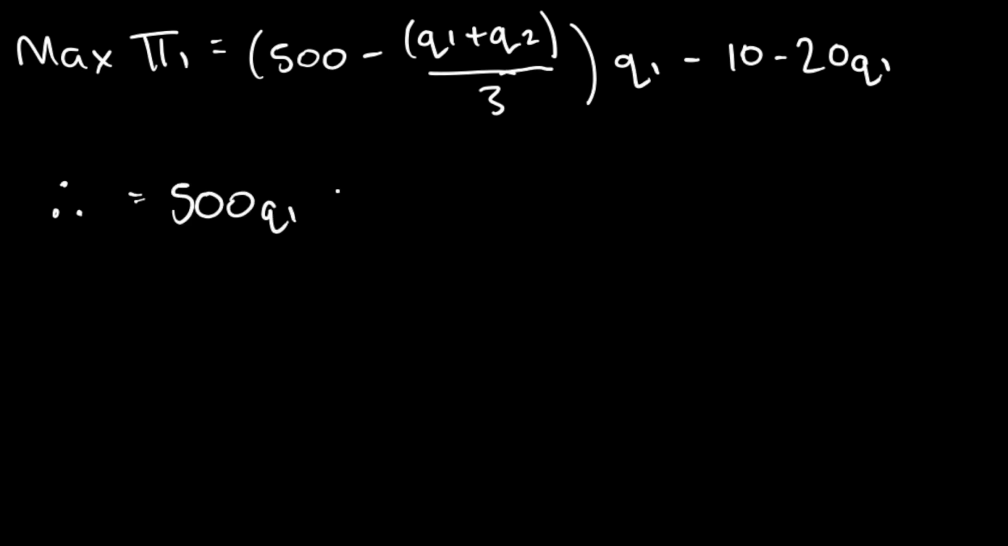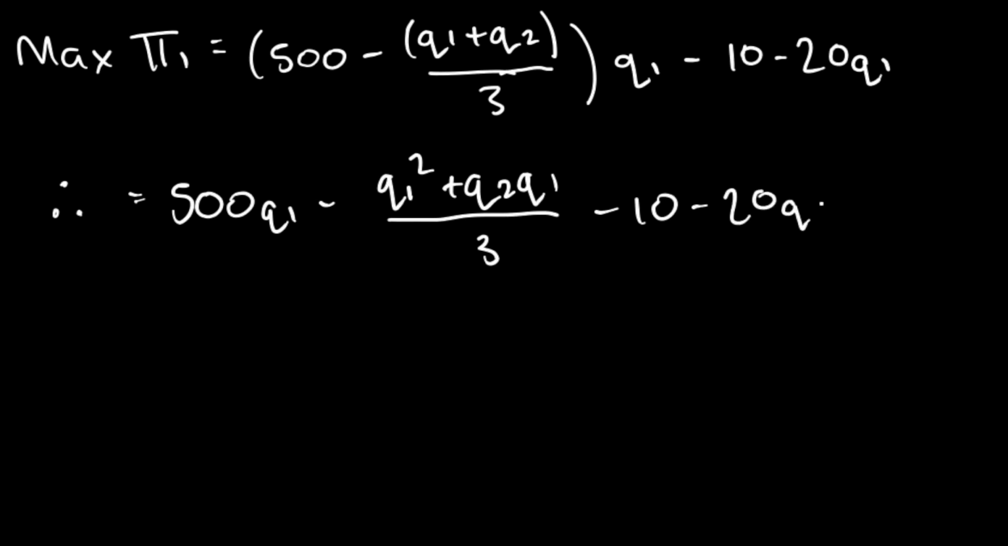So this is going to be 500 multiplied by Q1, minus Q1 squared, and so on. This is what we are differentiating, which is the same as the earlier expression. I've just expanded it all out so it's a bit easier to differentiate.